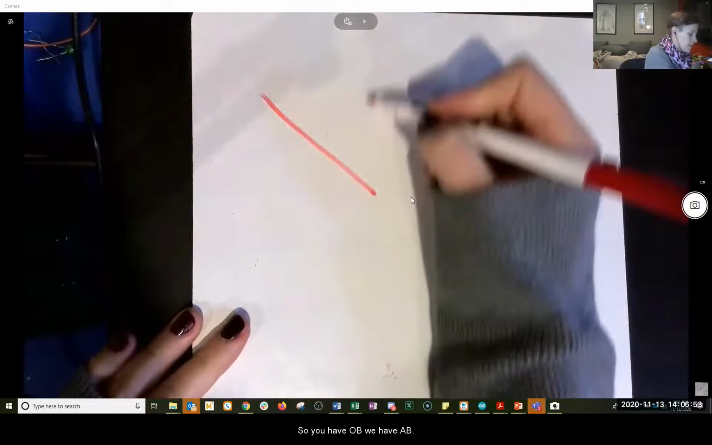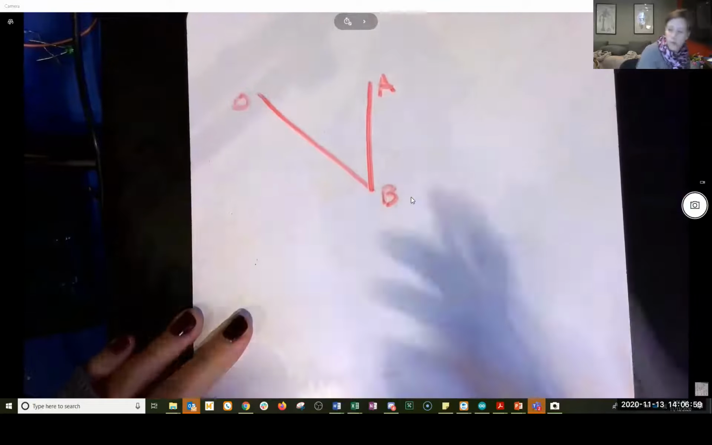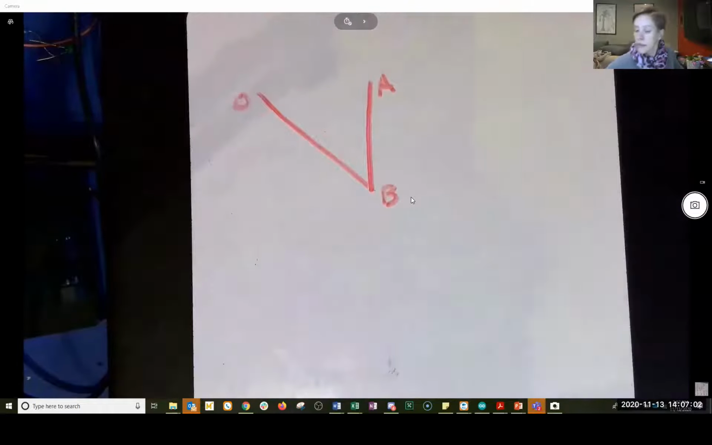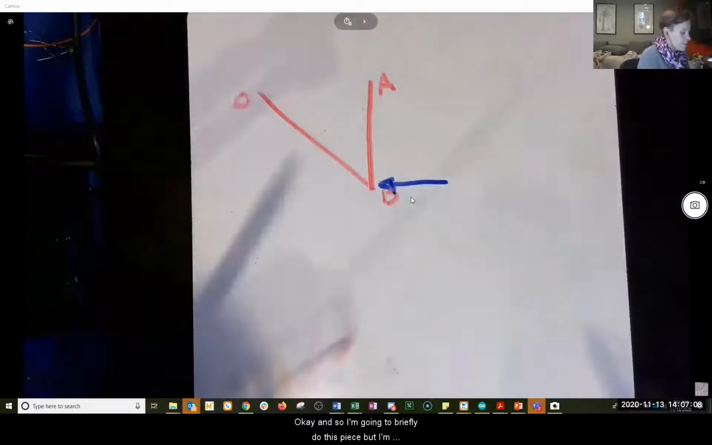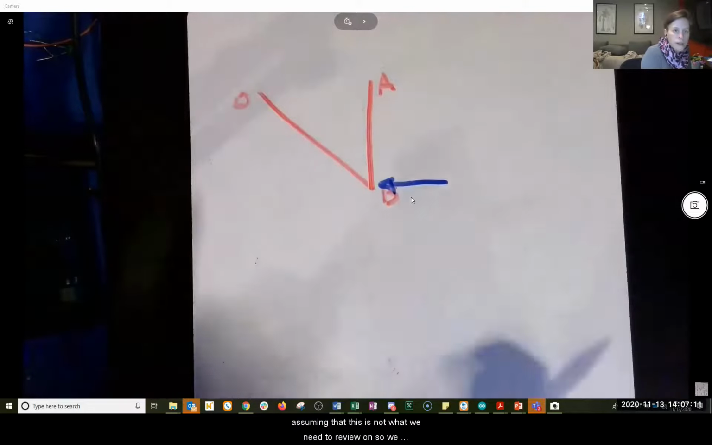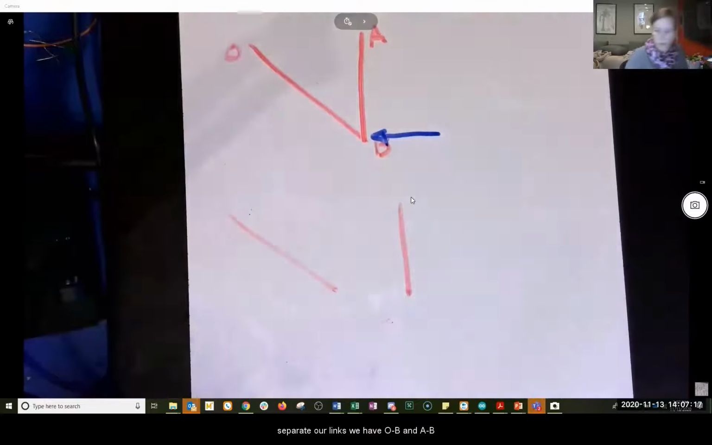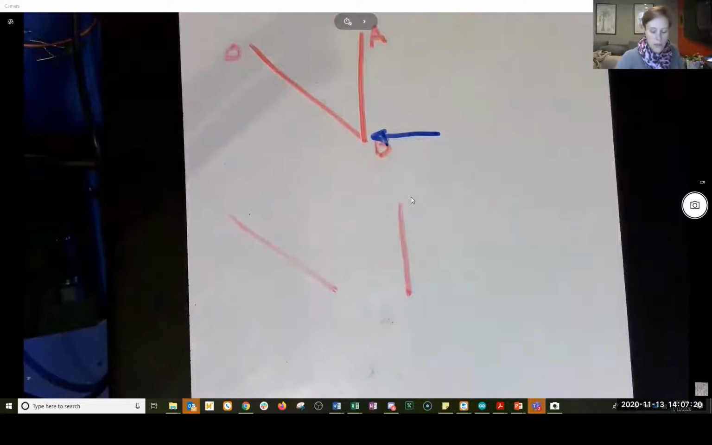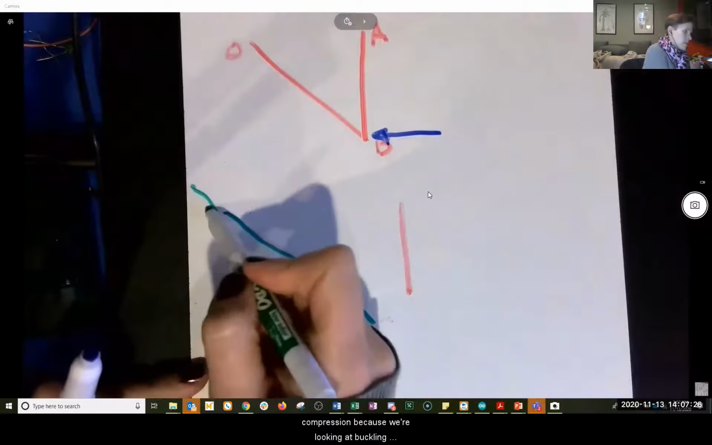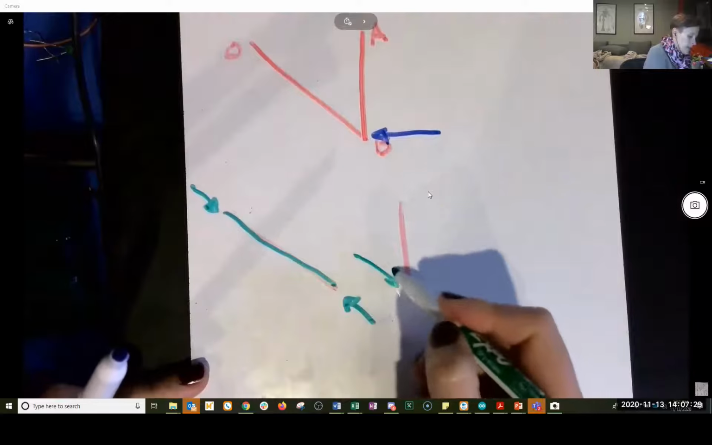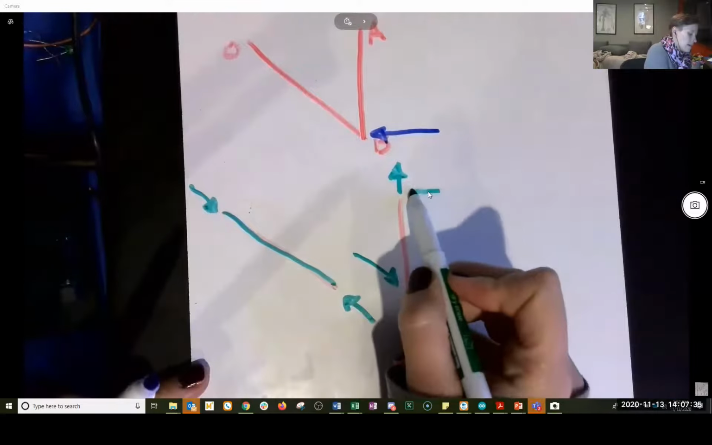So we have OB, we have AB, we have a force. I'm going to briefly do this piece, but I'm assuming that this is not what we need the review on. So we separate our links. We have OB and AB. We know OB is going to be in compression because we're looking at buckling, which means it's acting equal and opposite there at B. We also have our reactions at A.